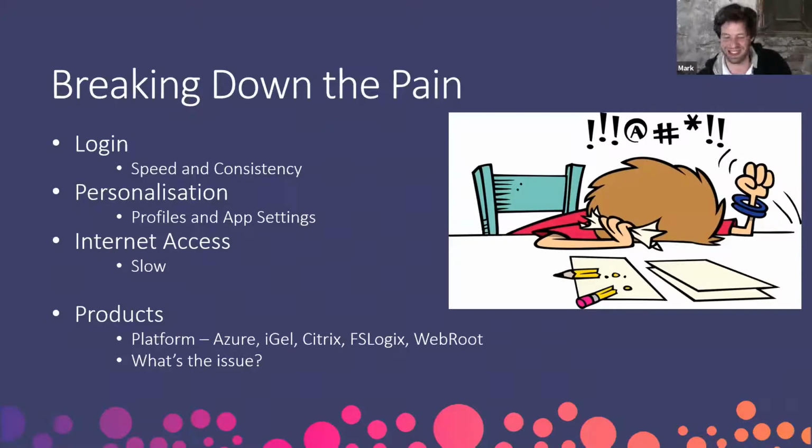Thank you. No worries. So, products in play. We had Azure, IGEL, Citrix, FSLogix, and their proxy service was Webroot. So it's all the right stuff, right? We're working with this stuff today. We're deploying these solutions in order to solve problems today. So it's all the right stuff. So really, where's the problem?